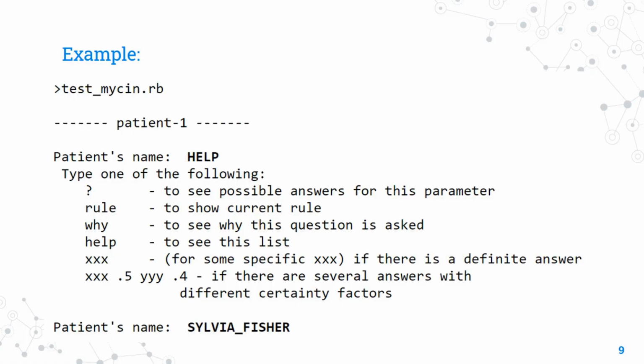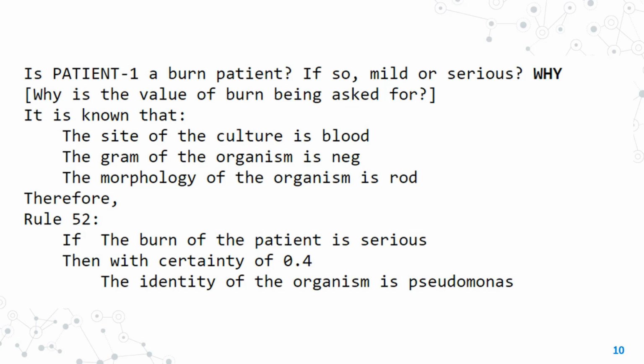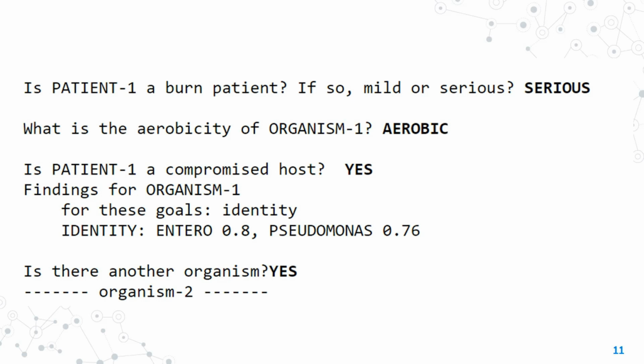MYCIN asks questions, reasons, gives explanations on why it asked the questions, and deals with uncertainties. Here, as you can see in the example, the user can at any time write help to get information about what to do next. The user can also write why to get the reason why MYCIN is asking such questions. Here, as you can see, after the questionnaire is over, MYCIN provides its findings with a confidence factor and asks if there is another organism. If yes, the questionnaire starts again.